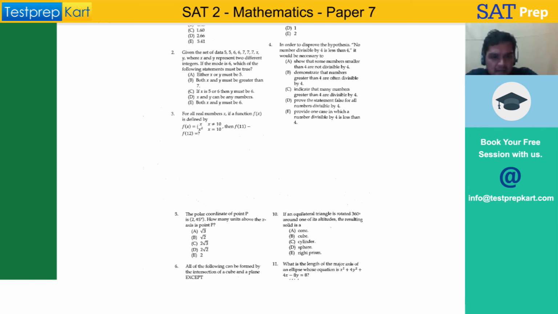Option A: x and y must be 5. If x or y is 5, then the mode is 6 only if the other is 6. If both are 5, then the mode would be 5. If one is 5 and one is 6, then the modes are 5, 6 and 7. So A is not correct. Option B: both x and y must be greater than 7. In this case also 6 can't be the mode.